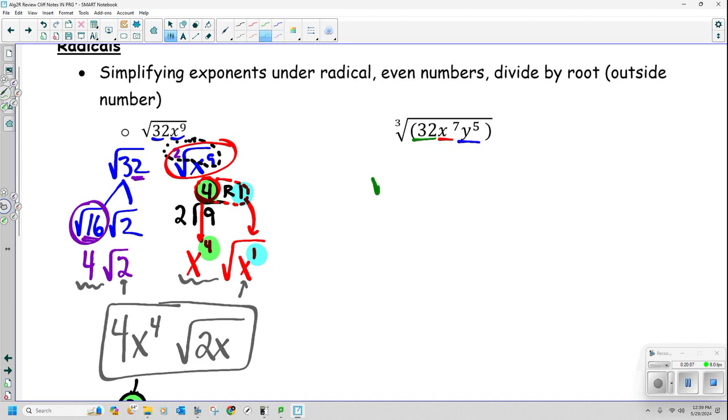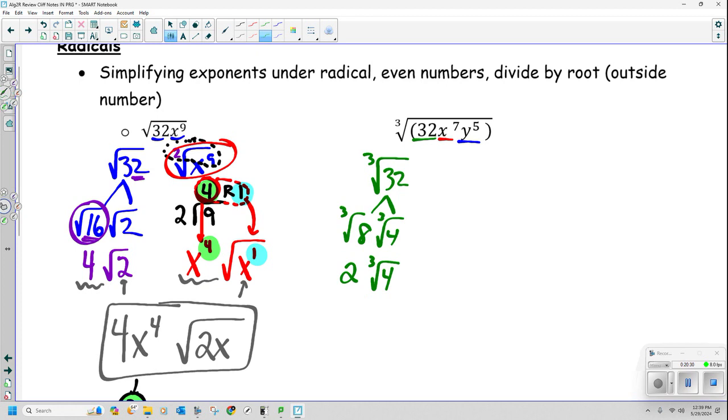So the cubed root of 32, I know 8 is a perfect cube, and I know this has to be 8 times 4. These are also under cube roots. The cubed root of 8 is 2. I cannot simplify the cubed root of 4. There you go, it's done. I don't have to put groups together. I don't have to do anything. I'm good there.